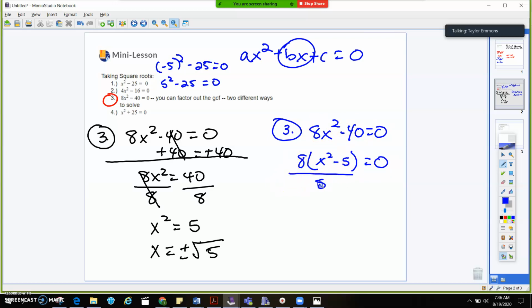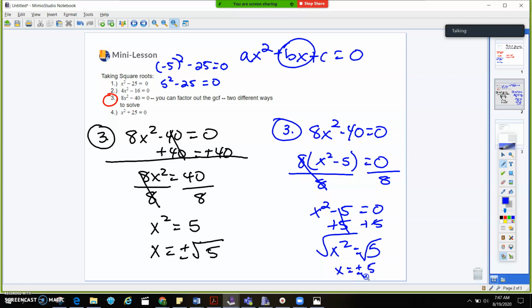Now I can just divide both sides by 8, which is going to result in x squared minus 5 equals 0. And then I can add 5 to both sides and then take the square root. So just like what we did over here, just a different way to do it. Okay, so those are two options. Sometimes it's a little easier to factor out a GCF because then you can see the rest of this process. So you can do it either way. It's the same thing, just in a different order.